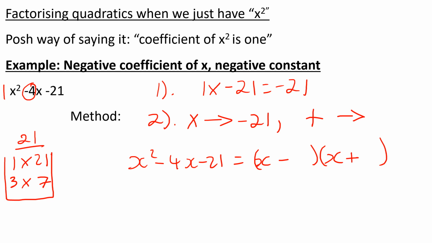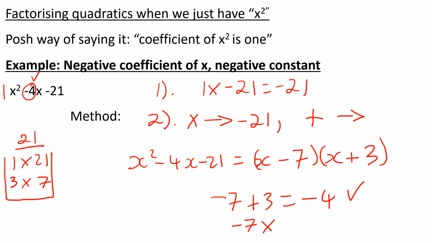If I look at my factor pairs, 1 and 21, there's no way I can make a combination that works. Minus 1 plus 21 is 20. Minus 21 plus 1 is minus 20. It's not going to work. But if I do minus 3 plus 7, that would be plus 4. Not quite. So if I do minus 7 and plus 3, that works, because minus 7 plus 3 is minus 4, which is what I want. And minus 7 times 3 is minus 21, which again is what I want.